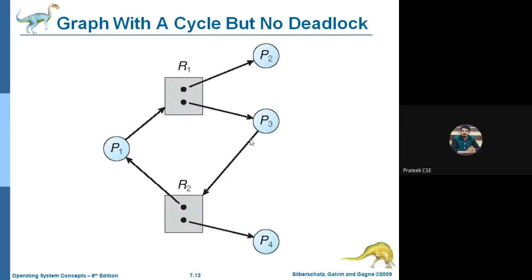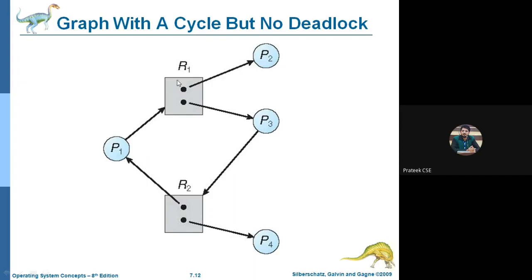And now let us see another interesting example: a graph with a cycle but still there is no deadlock. So you can see in this particular resource allocation graph, a cycle is definitely forming, but still deadlock is not occurring. So what is the overall conclusion, what is right and what is wrong, let's discuss that.